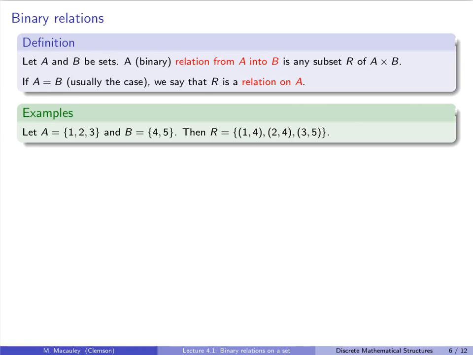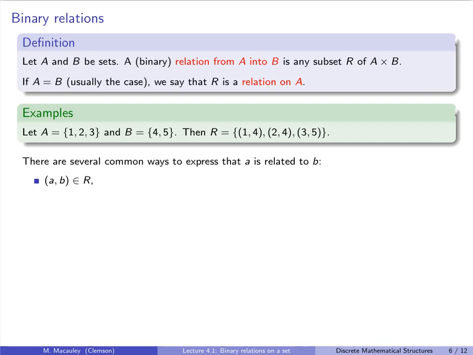Here's a very basic example. Let A be the set {1, 2, 3}, and B be the set {4, 5}. Then R, the following set of 3 ordered pairs, is a relation: (1, 4), (2, 4), and (3, 5). So we read this as saying 1 is related to 4, 2 is related to 4, and 3 is related to 5.